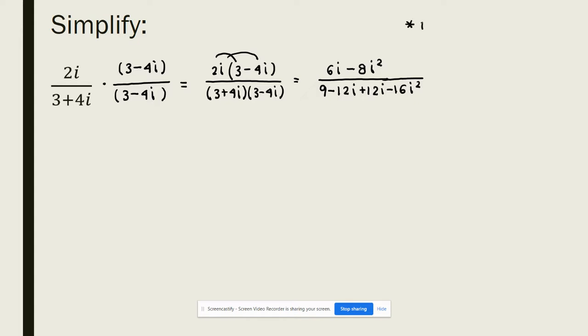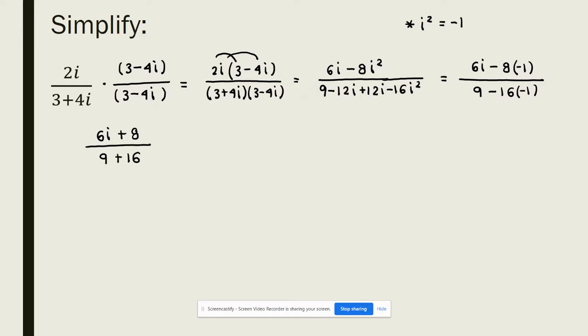Now remember, anytime I see i squared, that's the same thing as the number negative 1. So I'm going to start replacing all those i squareds with negative 1. So that still leaves me with a 6i, but now I have minus 8 times negative 1 on the top. Notice that on the bottom, those middle terms of 12i and negative 12i cancel, and so now I'll just have minus 16 times negative 1. So we'll have then 6i plus 8 on the top, and we will have 9 plus 16 on the bottom.